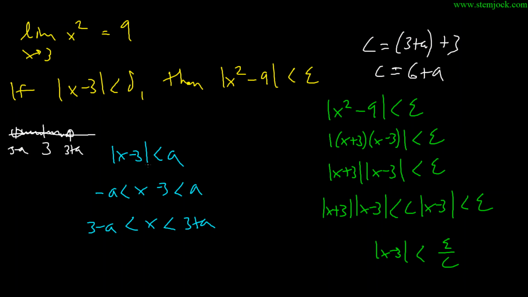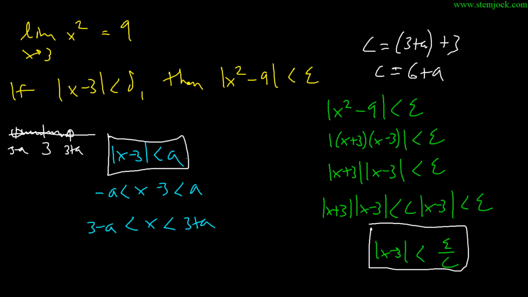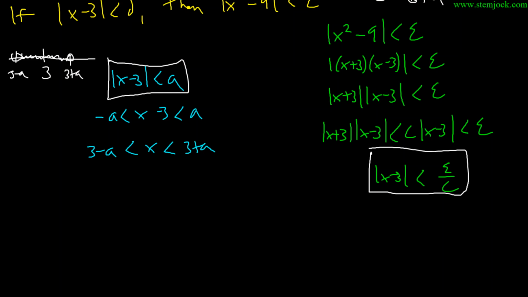So we need both of these conditions to be satisfied, this one as well as this one. So for delta, we can choose either a or epsilon over c. We choose the one that's smaller so that both of these inequalities are satisfied at the same time. So we denote that by writing delta equals the minimum, or min, of a and epsilon over c, which is 6 plus a.